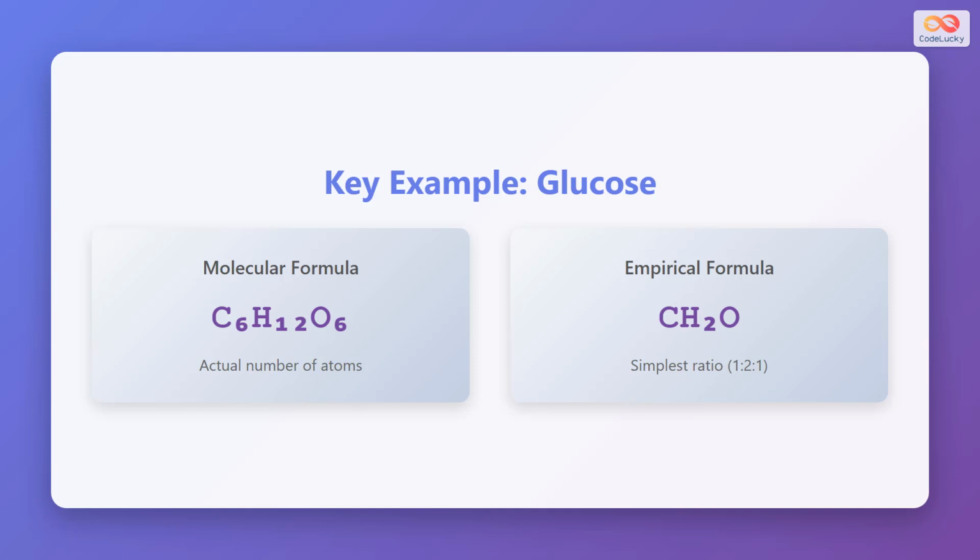Let's look at glucose to understand the difference between molecular and empirical formulas. The molecular formula of glucose is C₆H₁₂O₆. This tells us there are 6 carbon atoms, 12 hydrogen atoms, and 6 oxygen atoms. However, the empirical formula is CH₂O. Notice how we've simplified the ratio. All 3 subscripts in the molecular formula can be divided by 6, giving us the simplest ratio of 1:2:1.